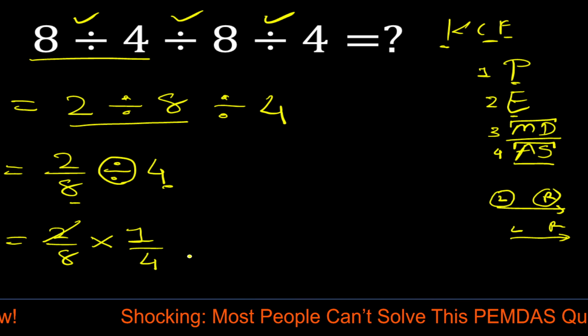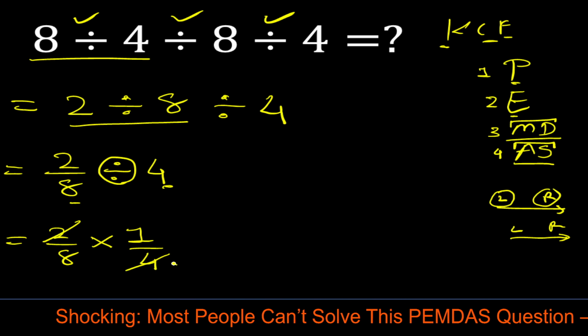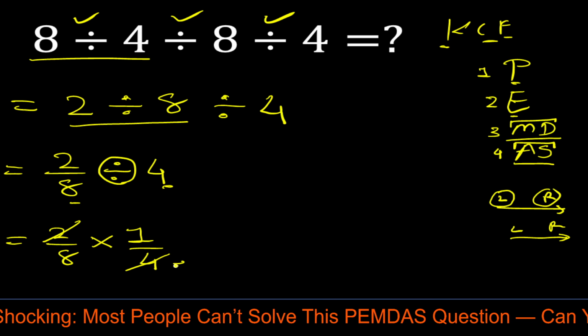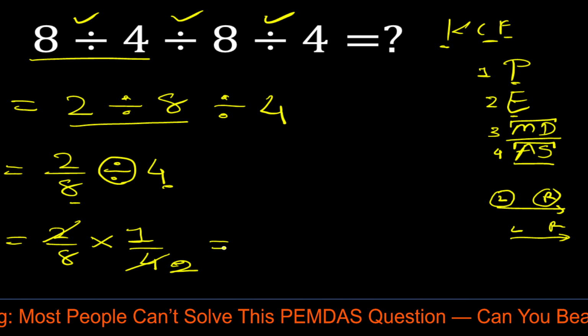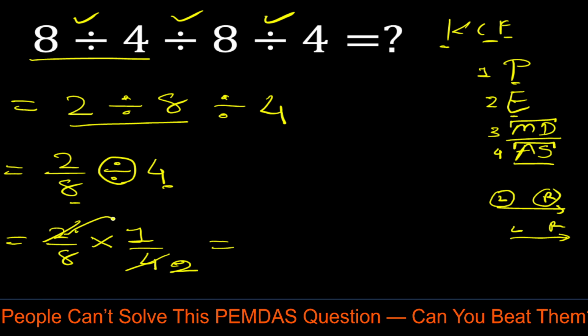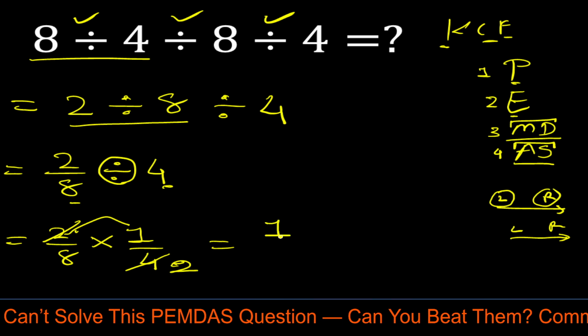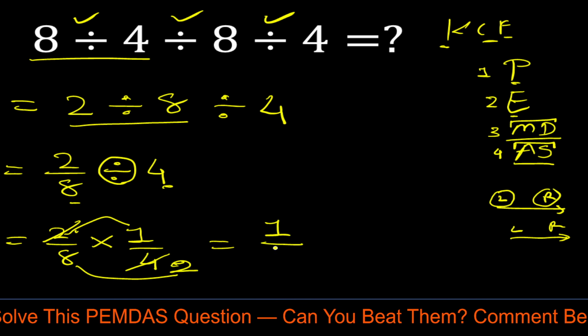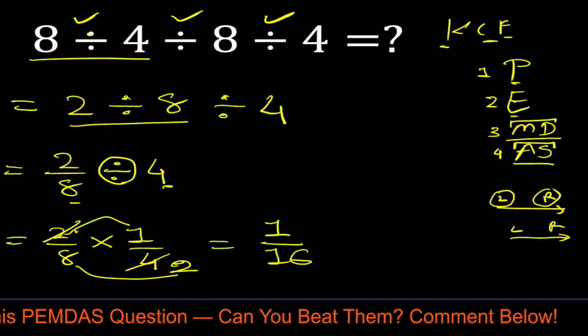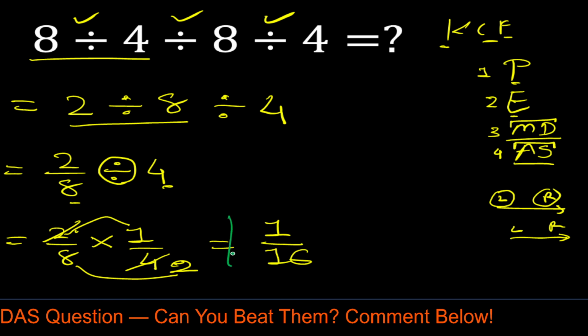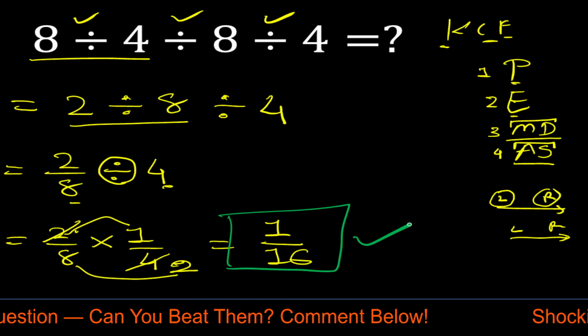Now 2 divided by 4, 4 divided by 2 is equal to 2, right? So now 1 times 1 is equal to 1 and 8 times 2 is equal to 16, right? So the correct answer is 1 upon 16.